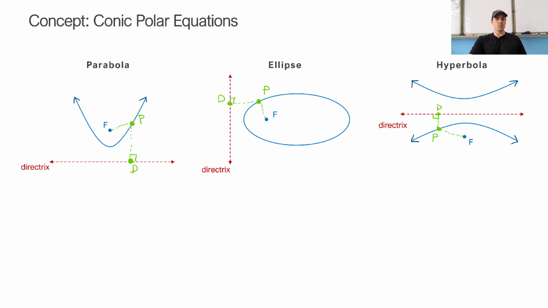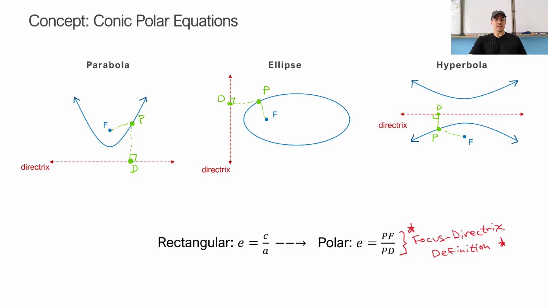Now, regularly with our rectangular conics, we remember that E is the ratio of C and A, right? However, for our polar equations, we also have a different definition for E, and we call this the focus directrix definition. This value here, E, is actually also known as the ratio, not only between C and A, but also between any point here.